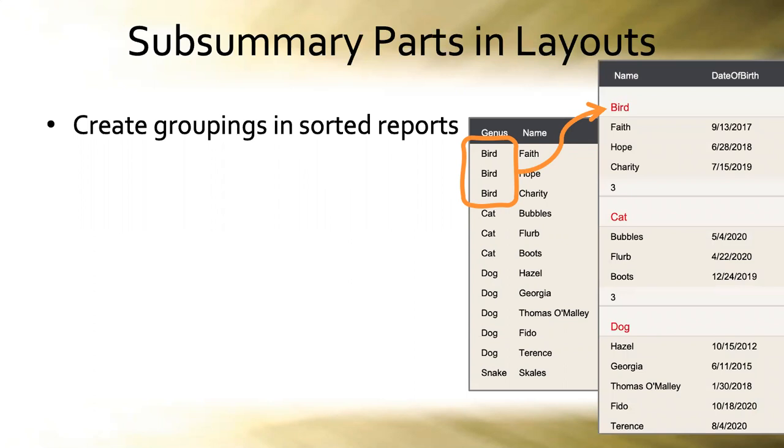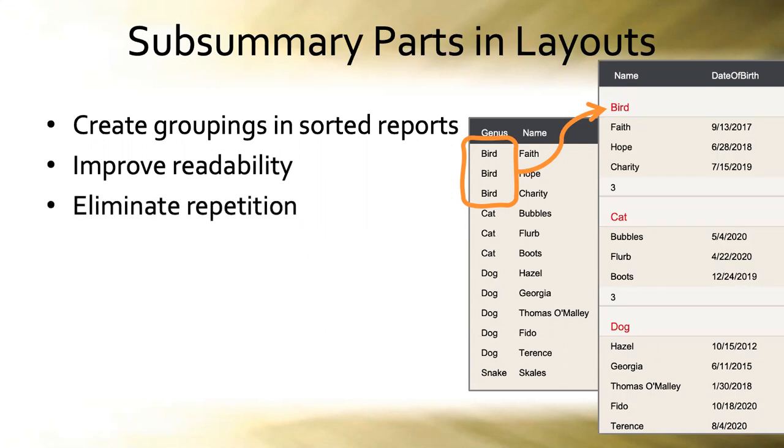Here, I've added a leading subsummary when sorted by genus part to the layout. I moved the genus field up and out of the body part and into that subsummary part, which improves readability and eliminates a lot of that repetition on the report.